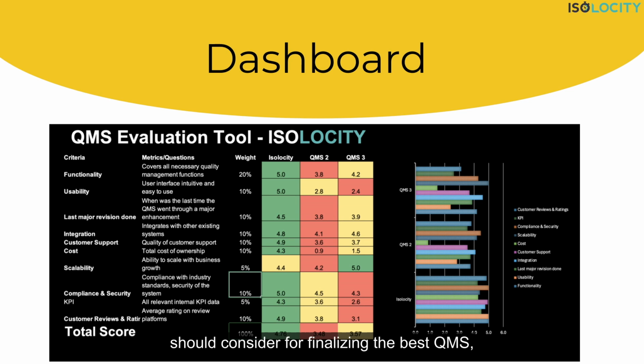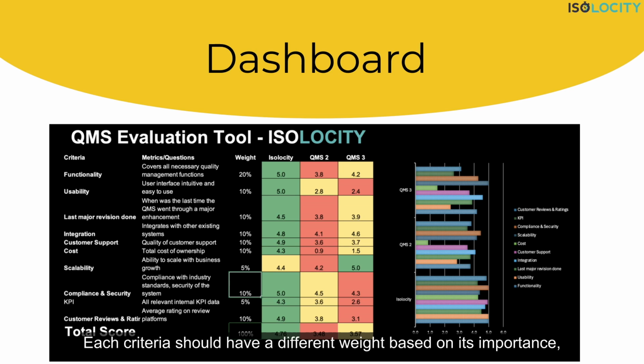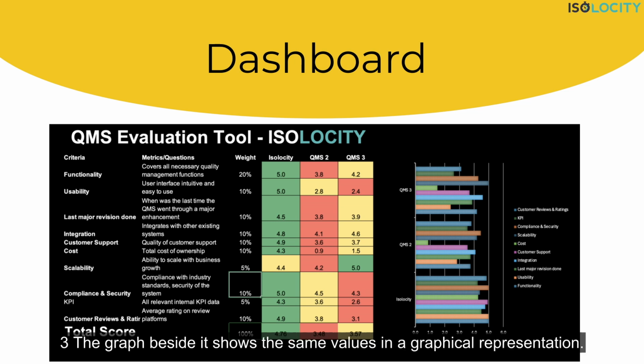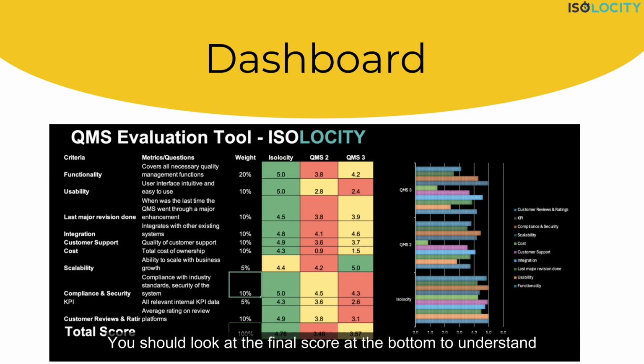the best QMS, and the column beside it mentions what it is about. Each criteria should have a different weight based on its importance, and we have considered 3 QMSs: Isolocity, QMS2, and QMS3. The graph beside it shows the same values in a graphical representation. You should look at the final score at the bottom to understand which should be your first choice.